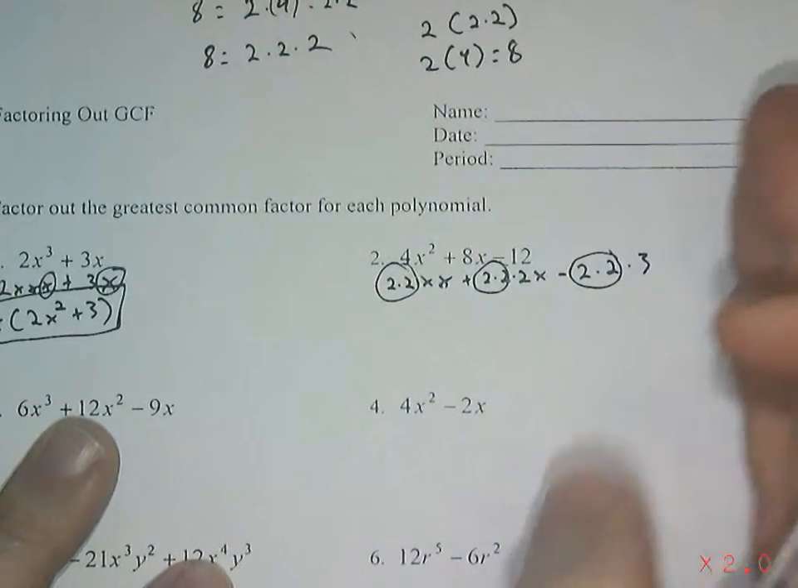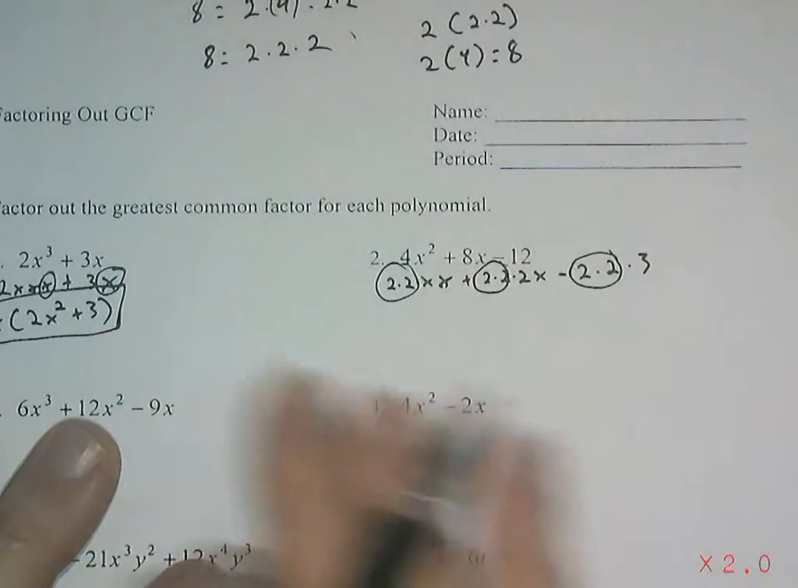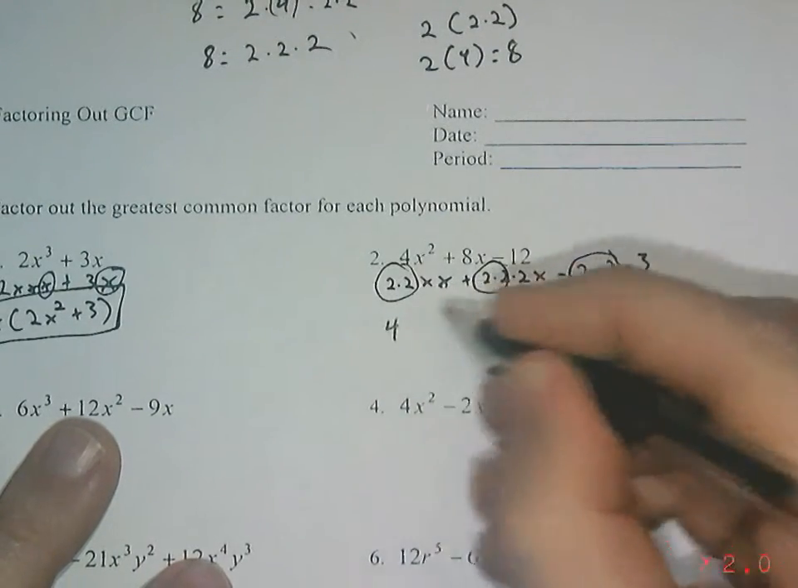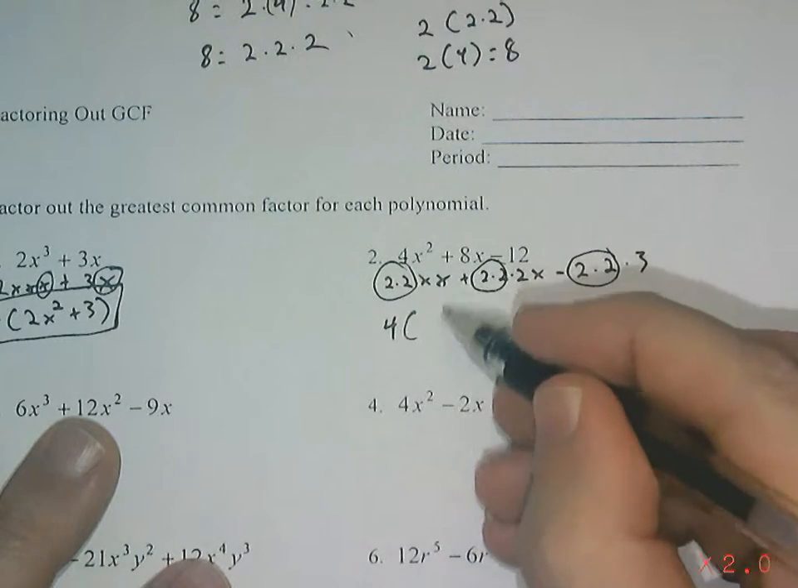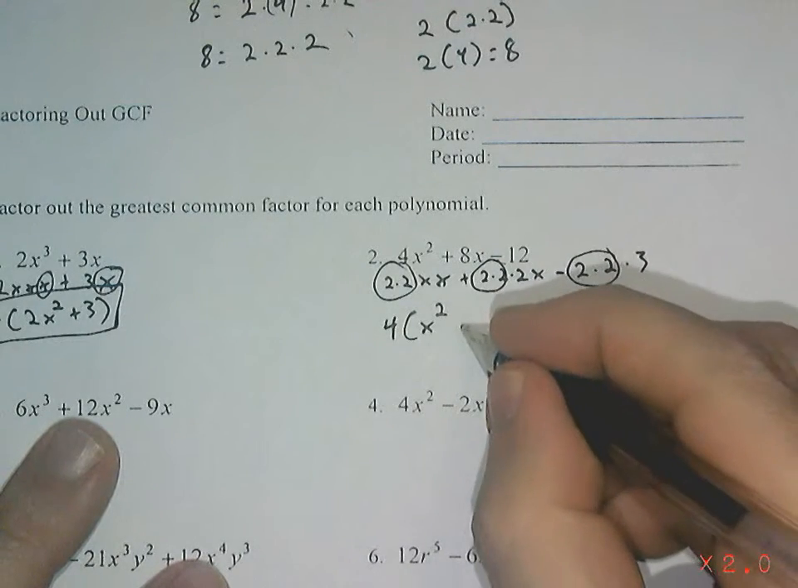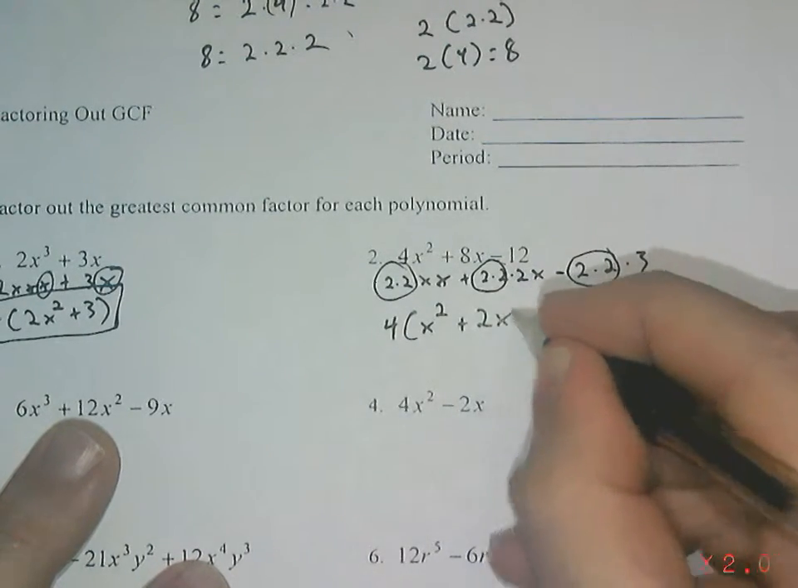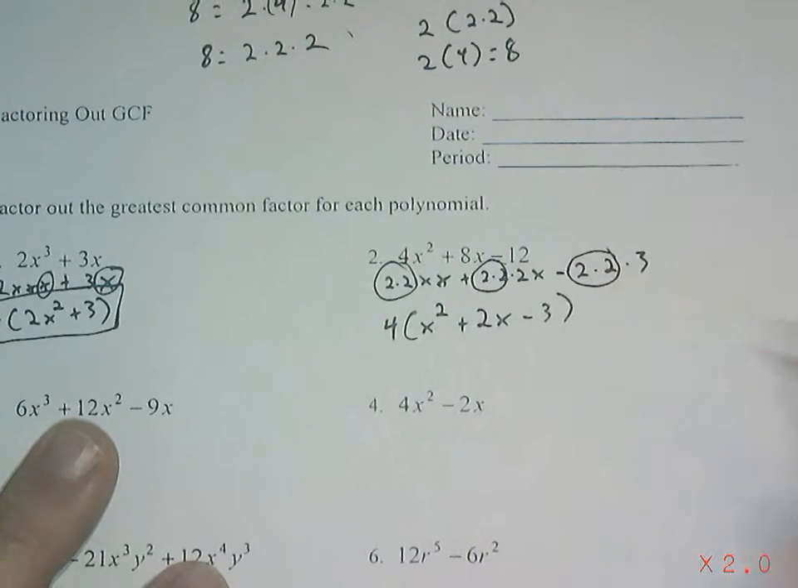So that means I can take those 2's out and just leave everything as it is here, right? Now 2 times 2 is 4, so technically I'm taking out a 4. So a 4 is going out in front, and then I'm left with x squared plus 2x, and a minus 3.